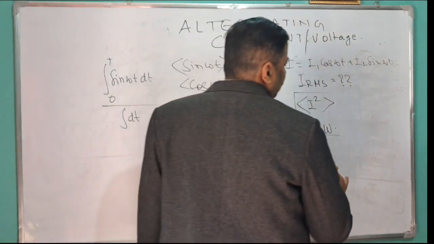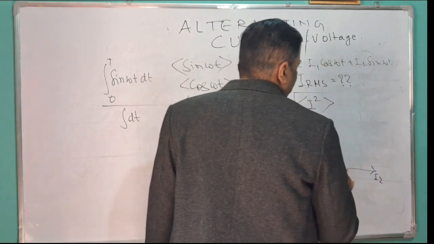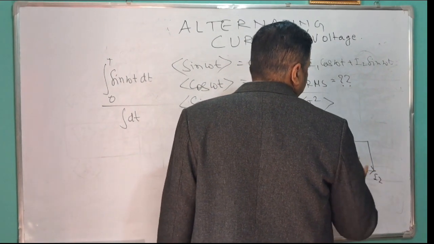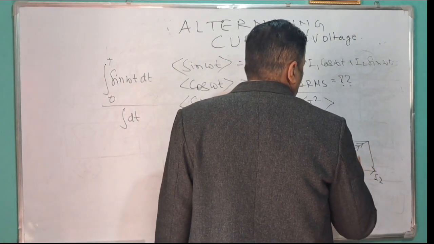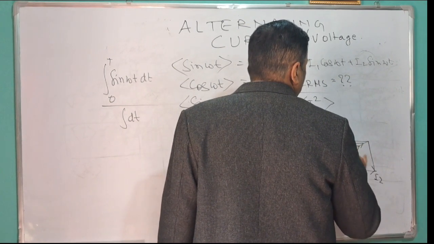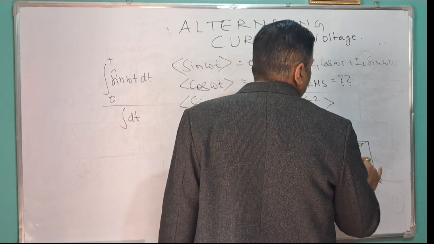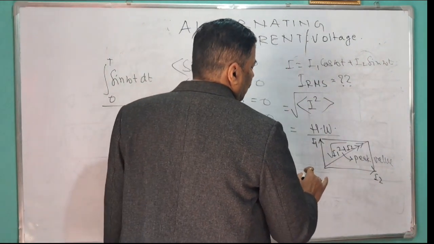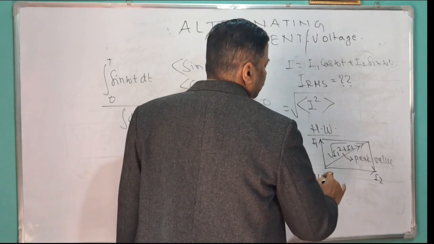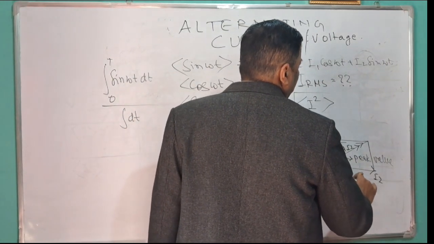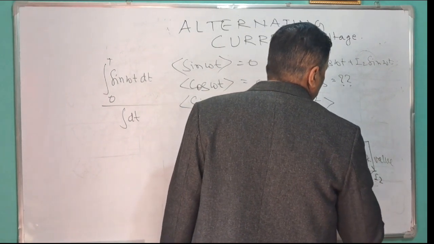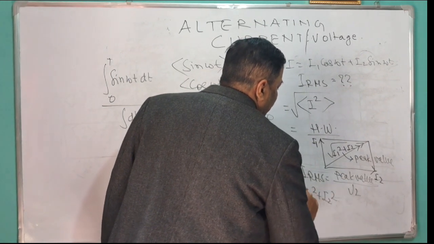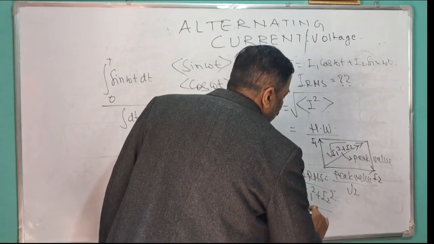How? This is I2. This is I1 cos. This will give you I1 square plus I2 square, under root. This is representing the peak value. So what will be the RMS value? RMS will be peak value by root 2. That is, I1 square plus I2 square under root, by root 2. That's all.